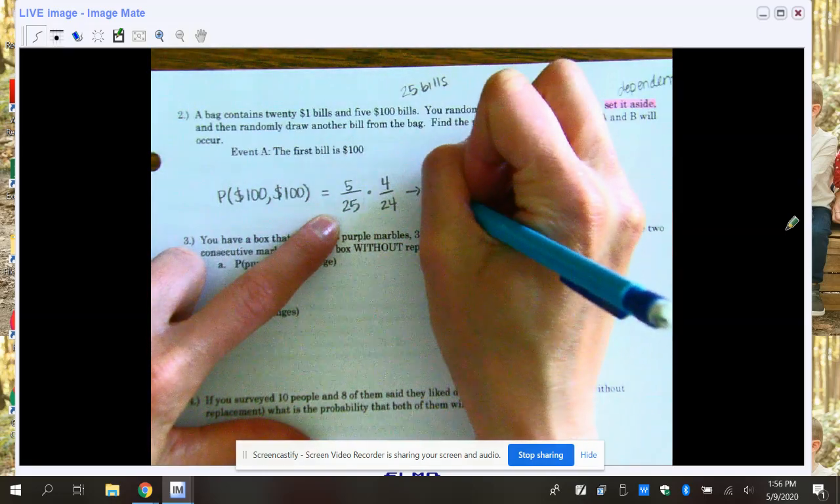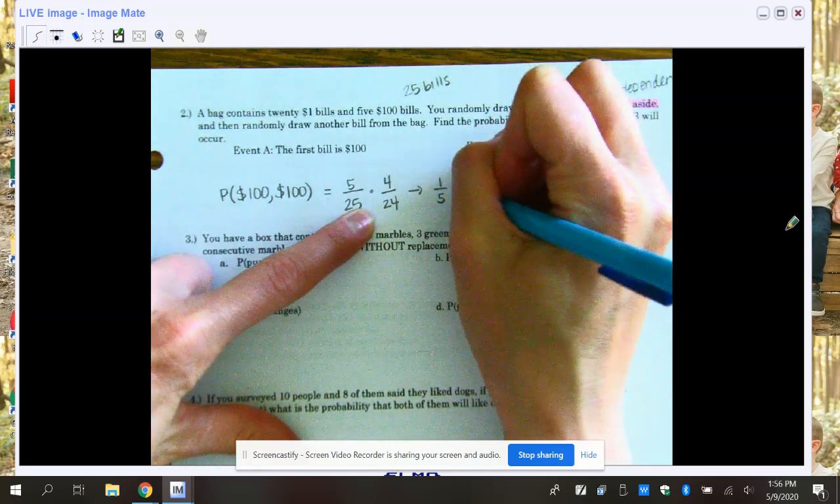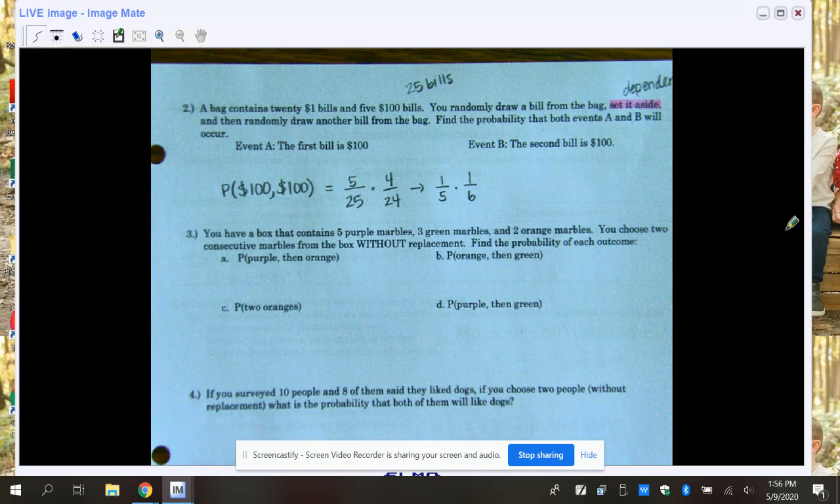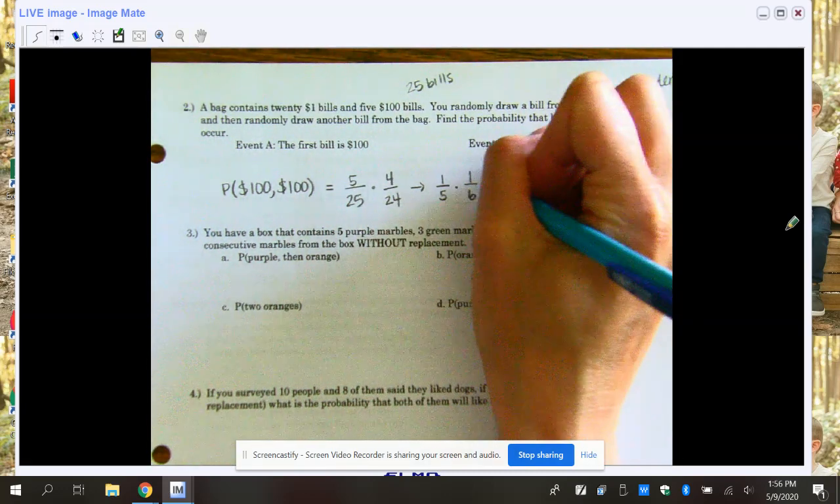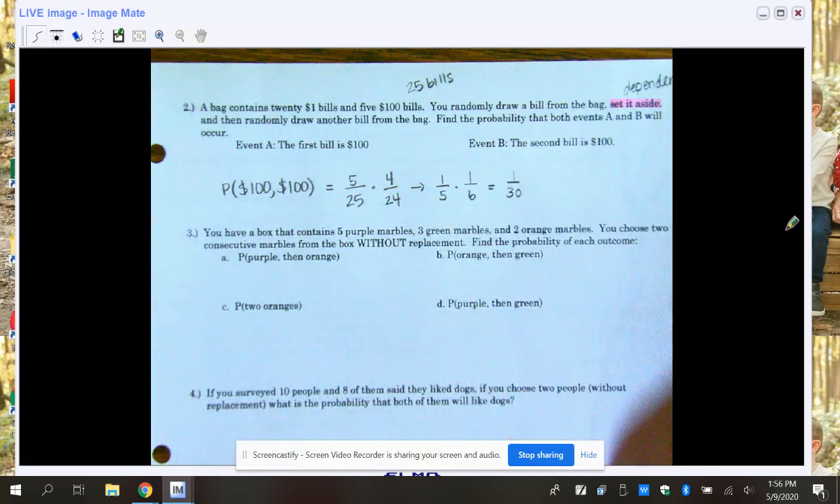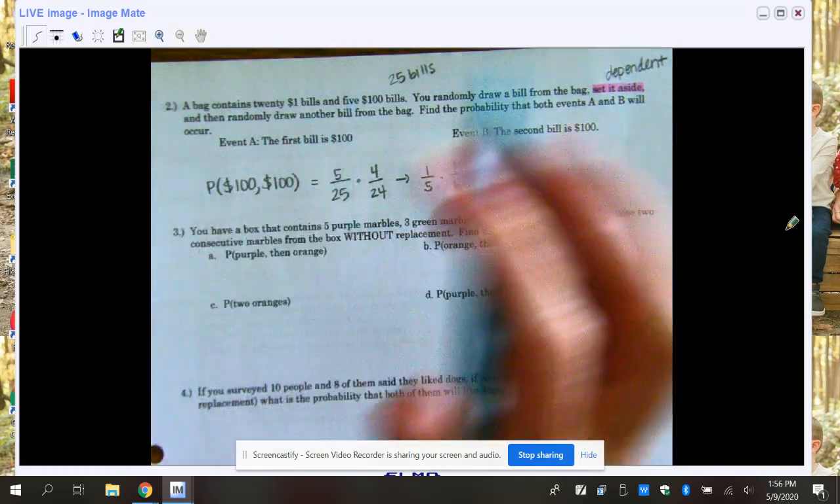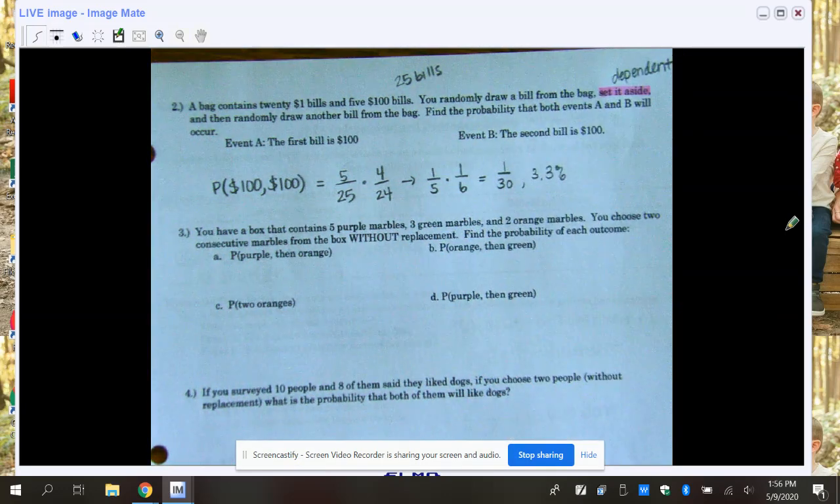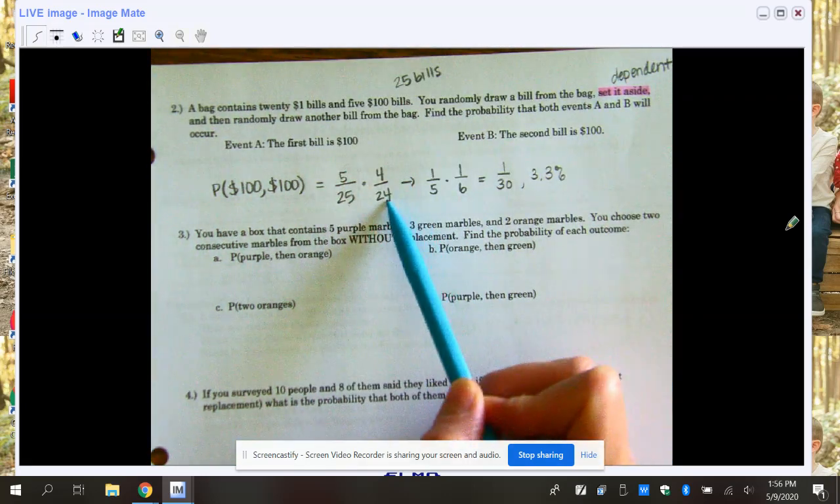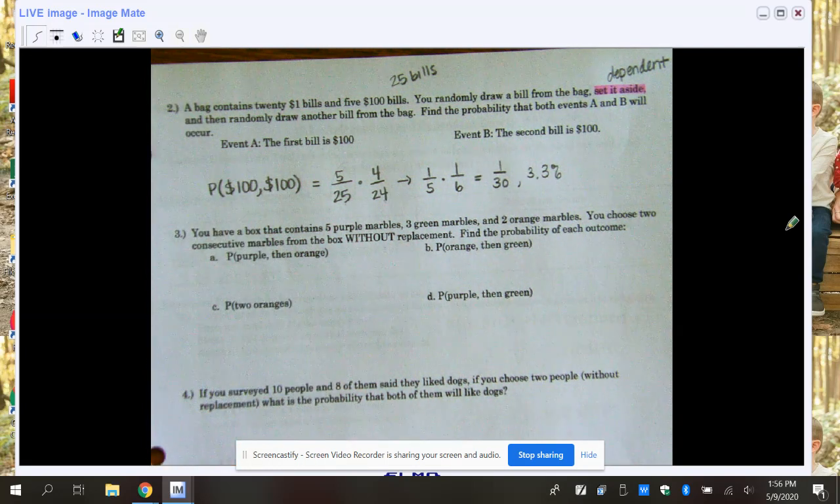So 5 out of 25 is going to be 1/5. That's going to be 1/6. Okay. Even if you don't reduce it all the way at first, it's going to make it easier still at the end because your fractions are going to be smaller. And so this would be a 1 out of 30 chance. 1 out of 30 is about 3.3%. Okay. So there's a pretty small percentage that you'd pick 2 $100 bills. You're going from a 20% chance, and then what's 1/6? Like 16-ish? Yeah, 16.7%. But 2 in a row is only 3.3%.